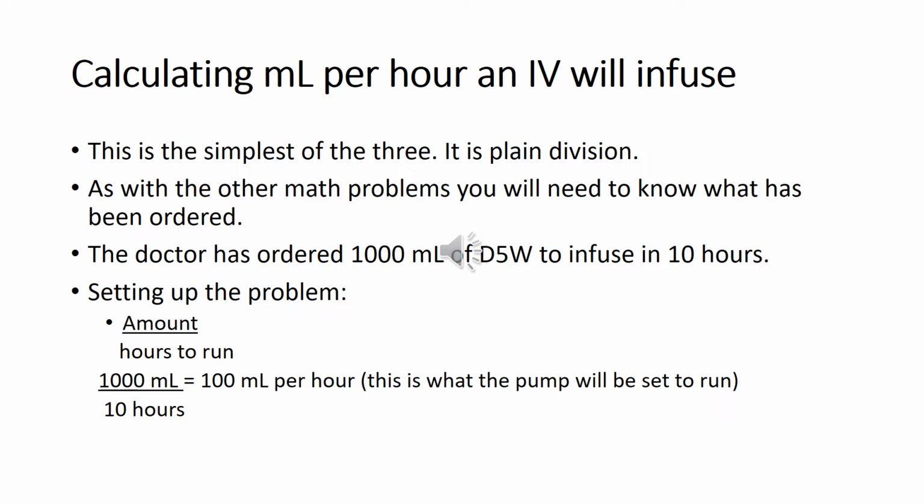So you know you're going to set it up to plug into the program of the computer. You know you're going to do 100 mils per hour, because they're already telling you they want the 1,000 bag of D5W to infuse in a 10-hour period. You just need to know what to set your IV rate at, your IV flow rate at.